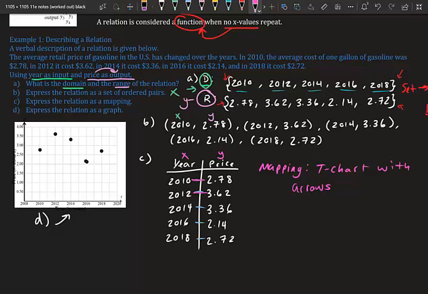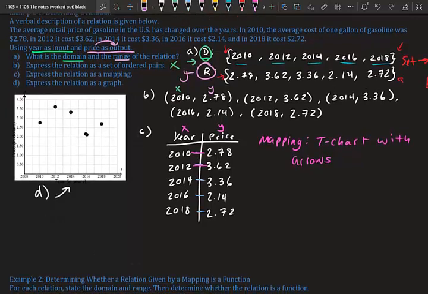Part D was to express the relation as a graph. So we have our graph. Time represented the input, and that represented X. Y represented output, and the output was the price. So 2010, it was 2.78, which is about right here. 2012, the approximate price of gas was 3.62, so that's about 3.62, and so on.